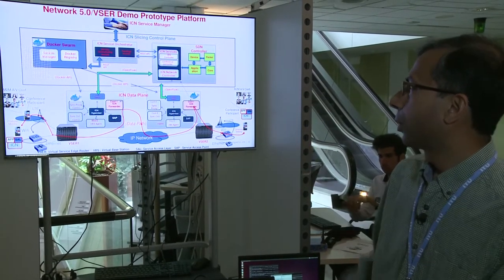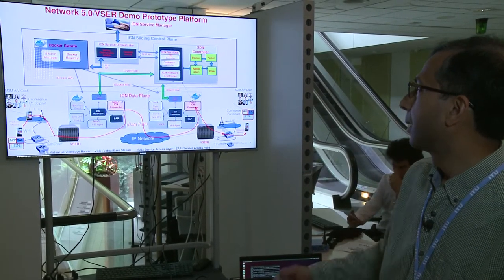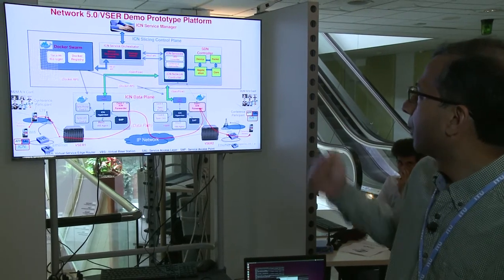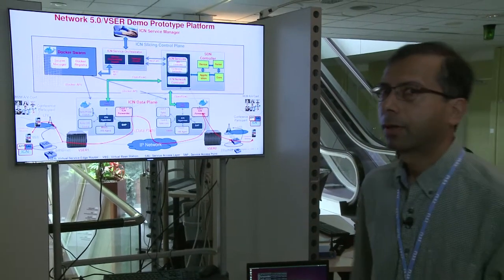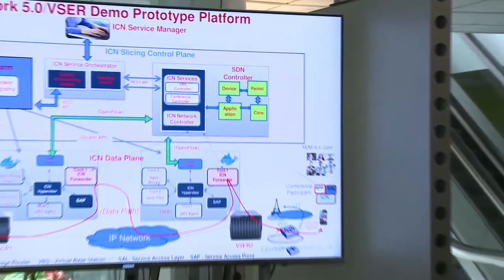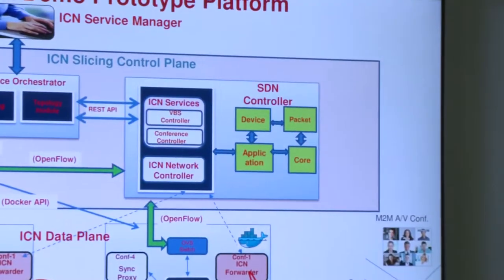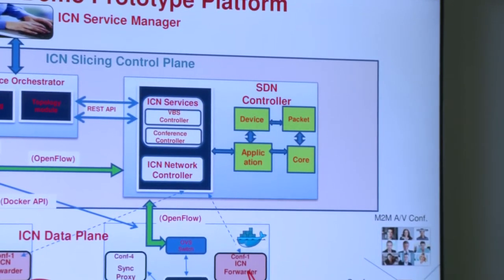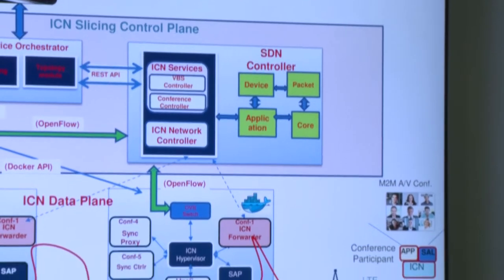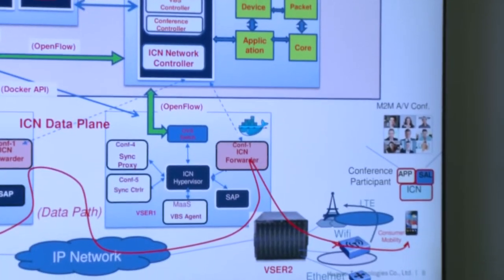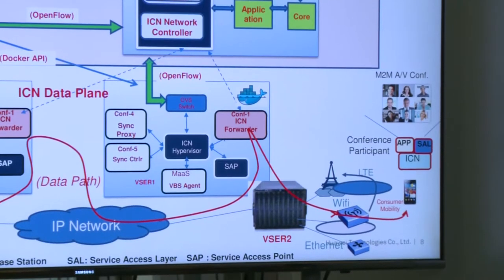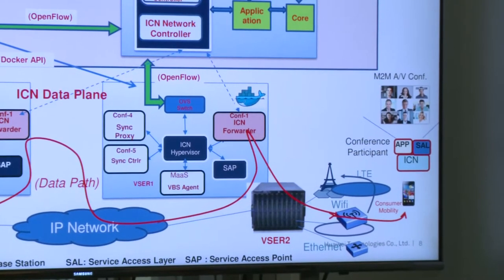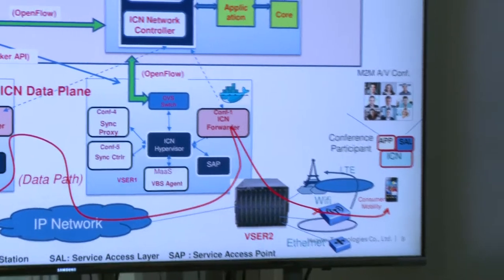So we have Docker for container virtualization, and we have the SDN controller Onos, which we use for provisioning some of the ICN setups and the service related setups. And on the bottom we have our white boxes, which implement the ICN edge routers, which implement ICN forwarding as well as the service logic in the network.